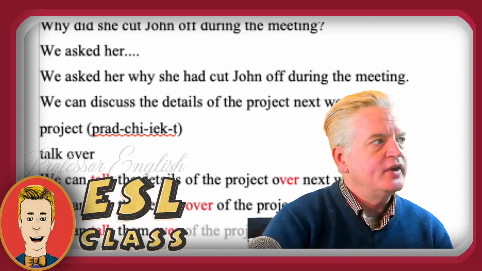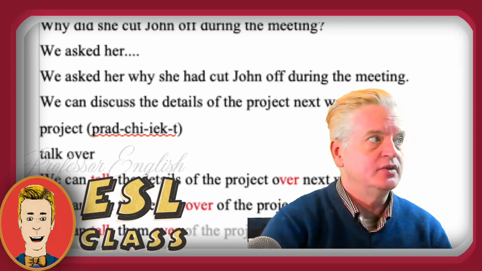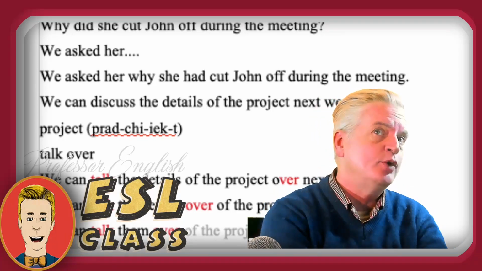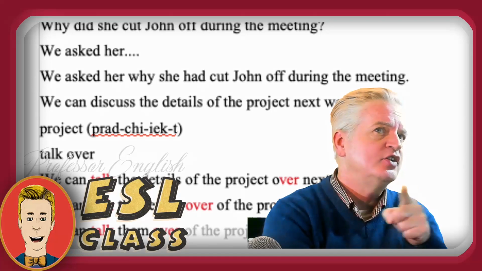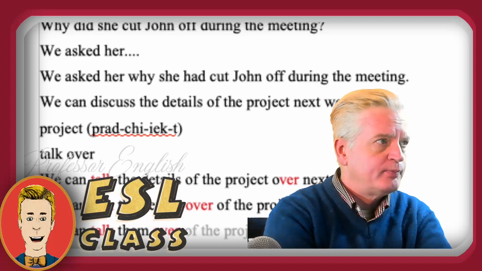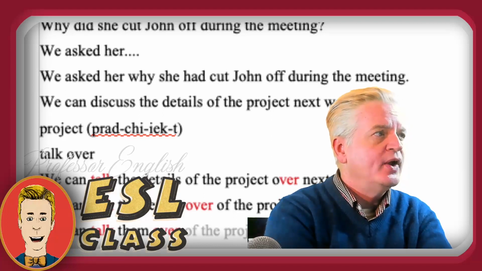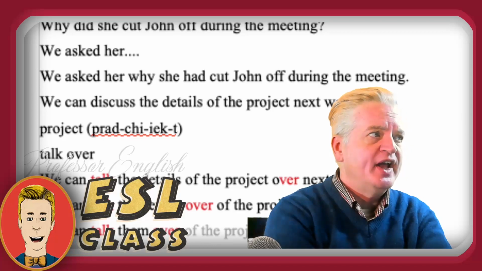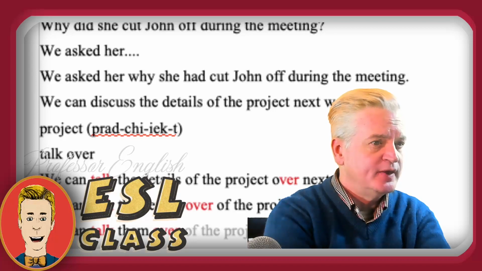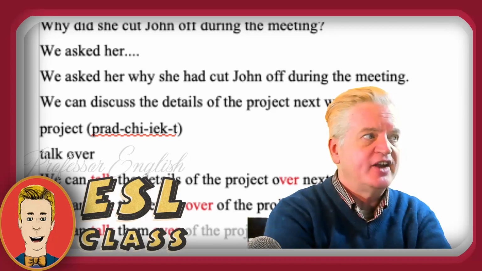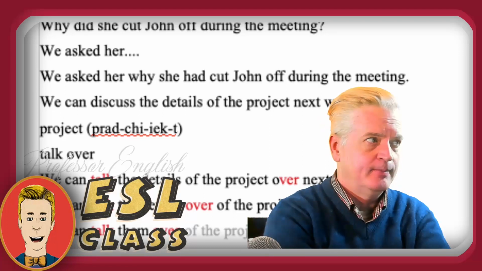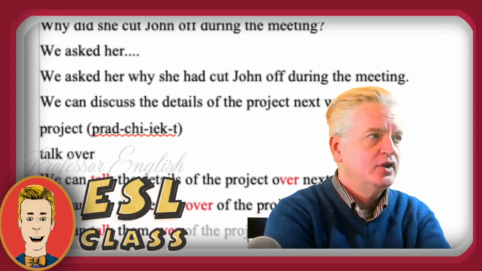Okay. Now let's do a reported speech question. So our original sentence, she cut John off, that's in the simple past. You change simple past to past perfect. We asked her why she had cut John off during the meeting. And we can make a contraction with she had, she'd. We asked her why she'd cut John off during the meeting.